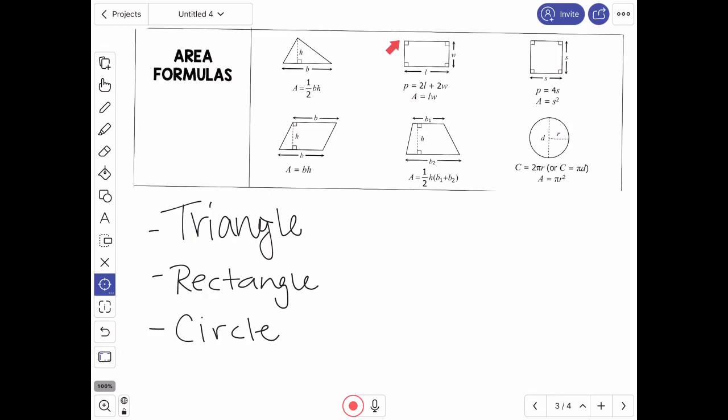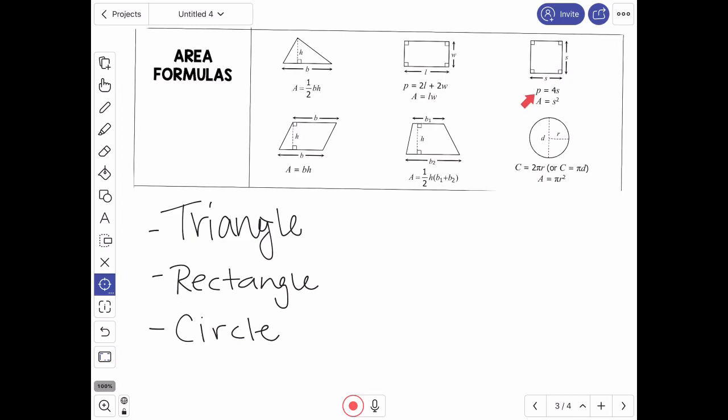Instead of doing this side plus this side plus this side plus this side, they do 2 times L, so this side plus 2 times W, so W plus W. So they're just shortening that perimeter equation to 2L plus 2W.